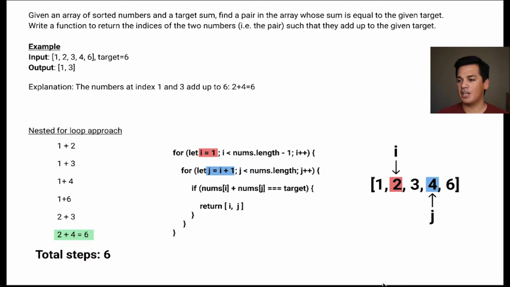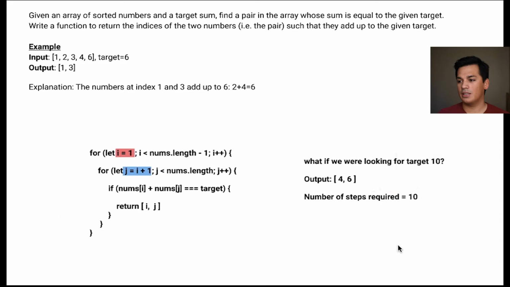But let's imagine now, how many steps would it require for us to find a target of 10 with this array? Well, it would actually take us 10 steps just for that simple change. It may not be easy to see how fast the number of steps goes up depending on the target and the size of the array, but for this sort of solution, for this nested approach, it can go up pretty fast.